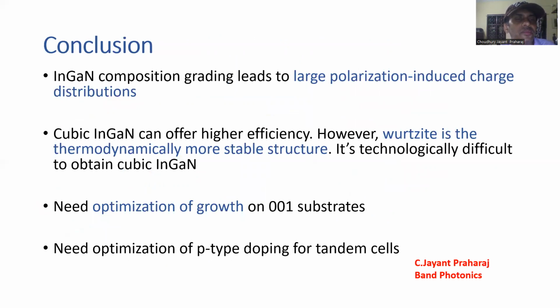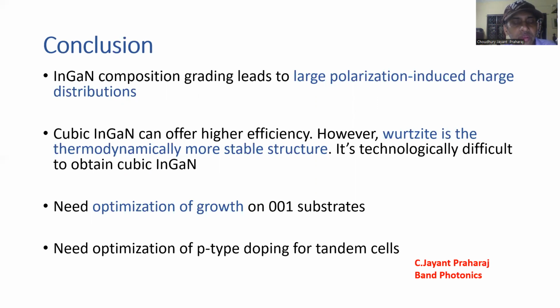So in conclusion, indium gallium nitride composition grading leads to large polarization induced fields. And those affect device design, band bending profiles, and current voltage in these solar cells. The cubic indium gallium nitride has the potential to offer higher efficiency. However, the wurtzite crystal structure is thermodynamically more stable. So it is more prevalent technologically, and it is technologically more difficult to obtain cubic indium gallium nitride.